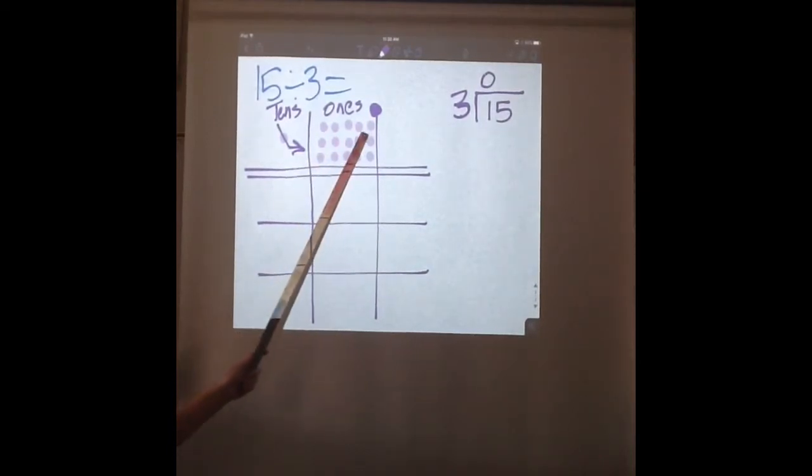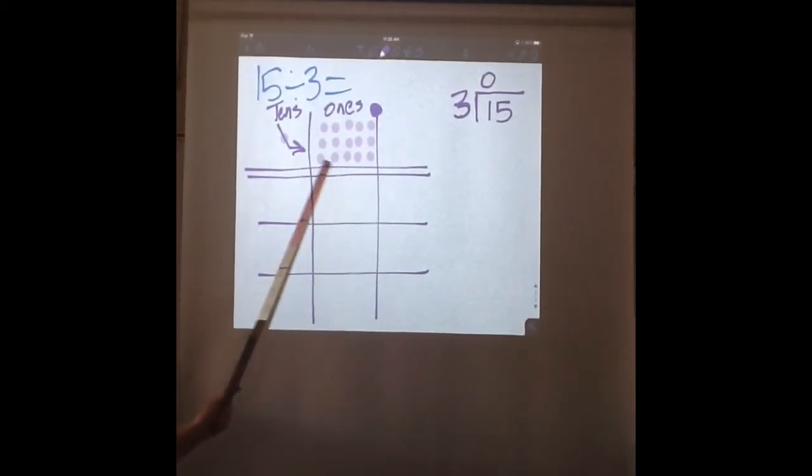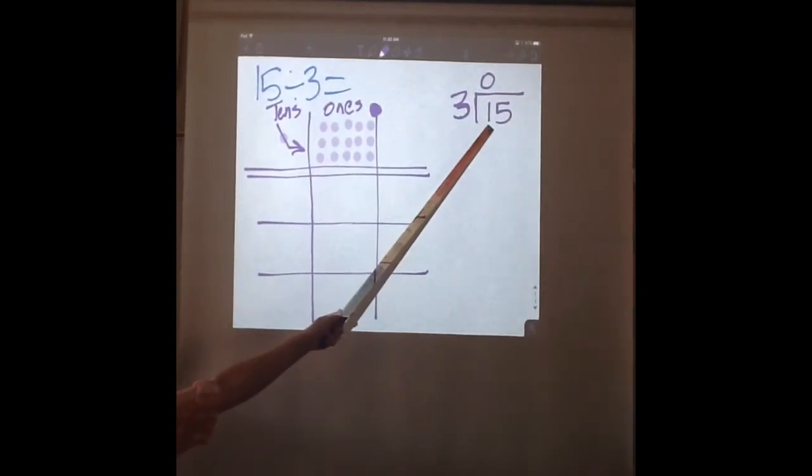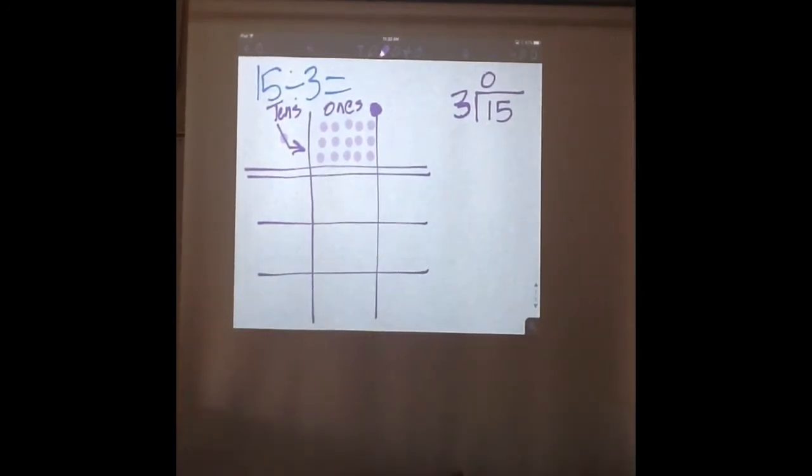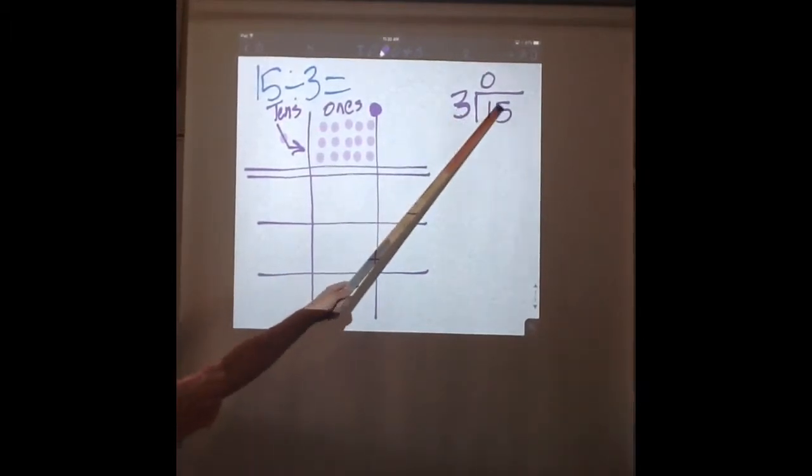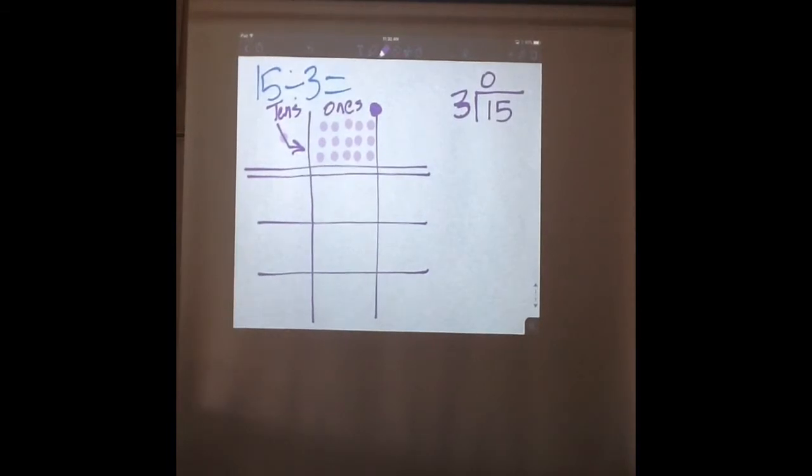So 5, 10, 15. That's how we have our 15, right? So what do you think you're going to multiply that 3 by to get 15? Don't know? It's okay. Since I see the pattern, I'm going to cut and paste, if you don't mind. I'm going to attempt to cut this out, and let's see if I can do it. It looks like I can. Look at that. Do you like it?